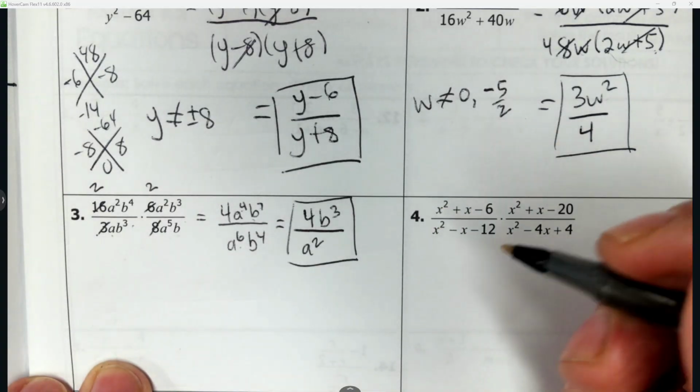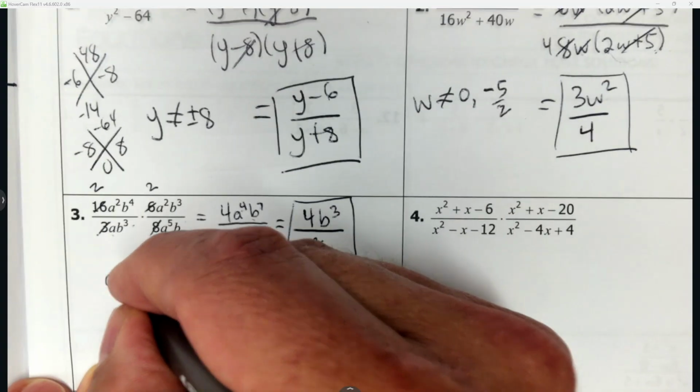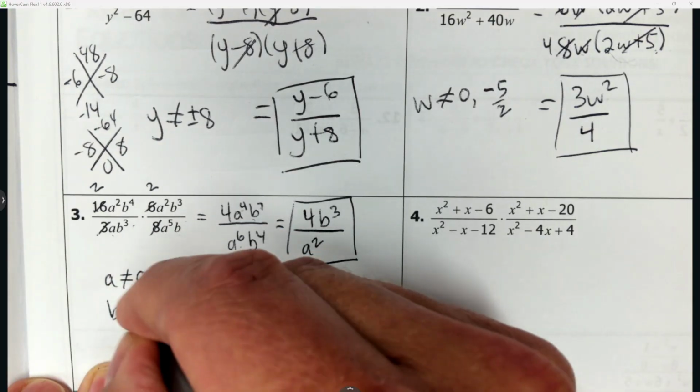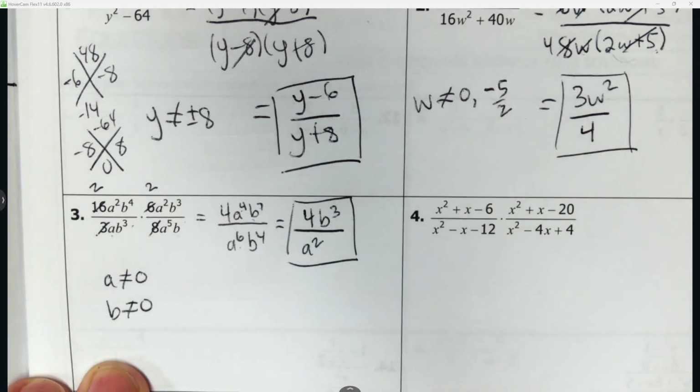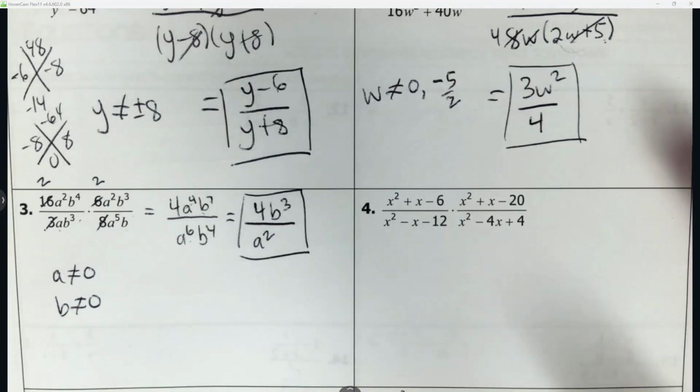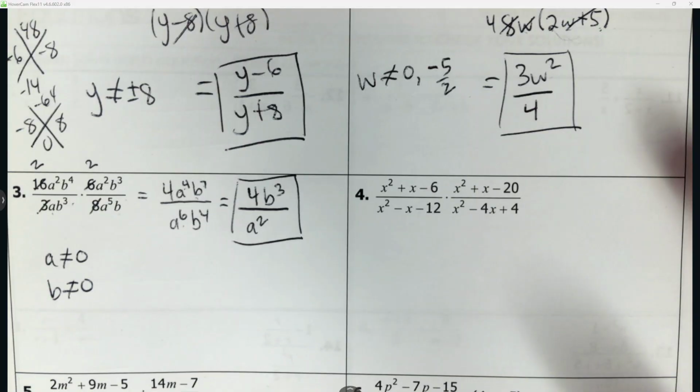Oh, and what can A, so both A and B can't be 0. So this is multivariable. I'm not going to give you a multivariable, but there it is. Neither A or B can be 0. That would make a 0 in the denominator.